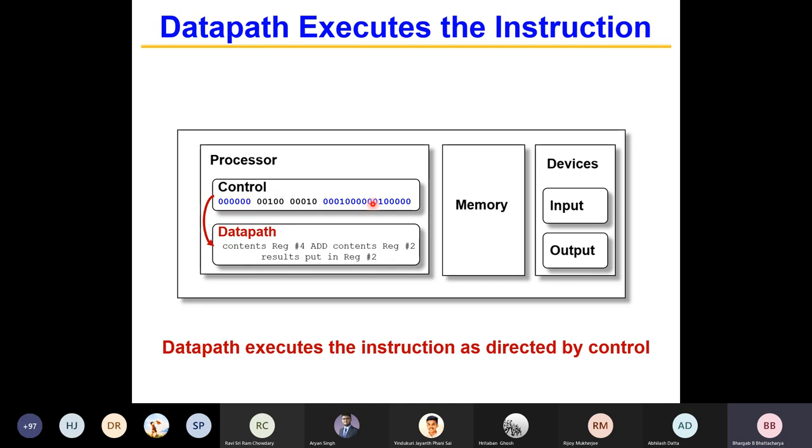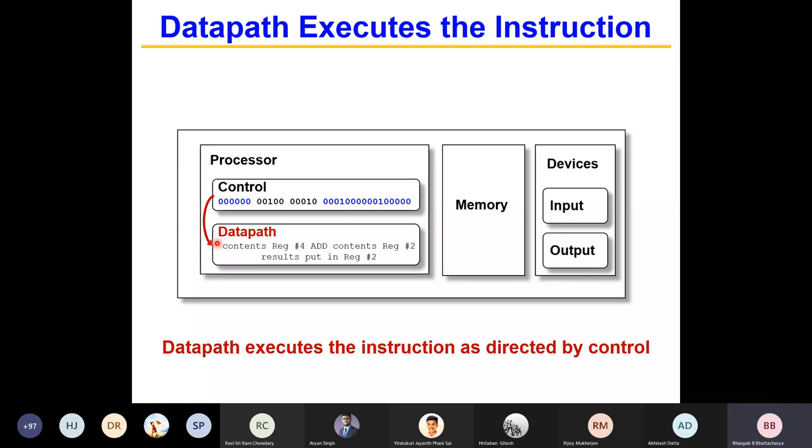And in this bit string, the information of register 4 and register 2 is encoded here. As you can see, this is the bit string 00100. It means that its value is 4, so this indicates register number 4. And this all 0 means it is some kind of addition operation. All right. So this is register 4, this is register 2, and the result you should put in register 2. That is the meaning of this instruction.